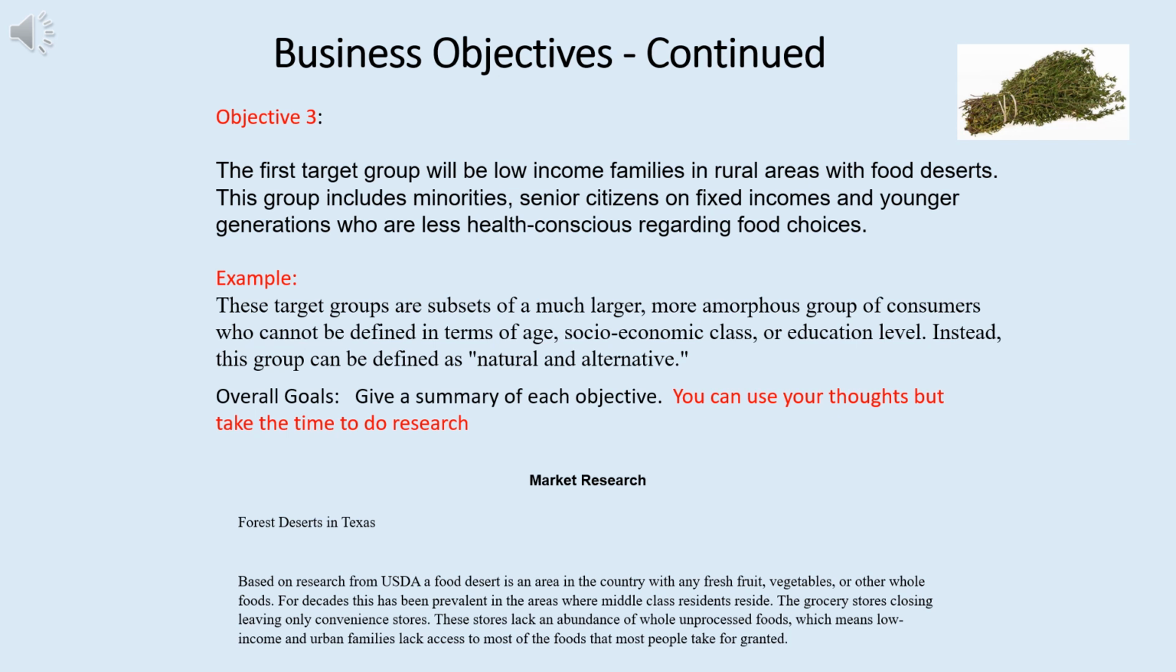Based on research from USDA, a food desert is an area in the country without any fresh fruit, vegetables, or other whole foods. For decades this has been prevalent in the areas where middle-class residents reside. The grocery stores are closing, leaving only convenience stores. These stores lack an abundance of whole unprocessed foods, which means low-income and urban families lack access to most of the foods that most people take for granted.